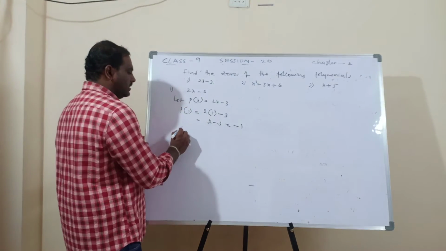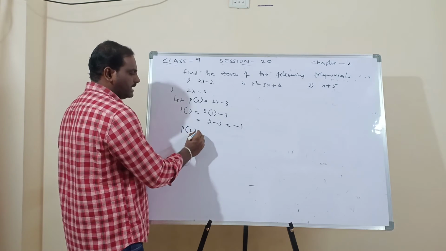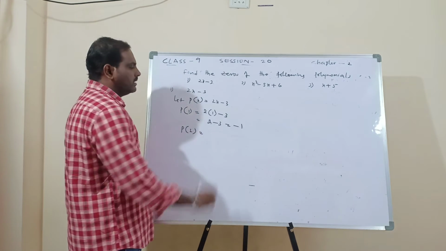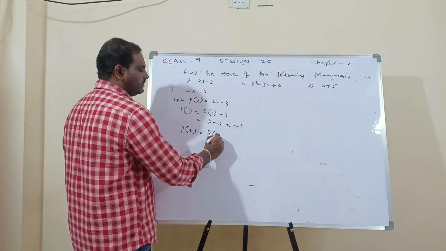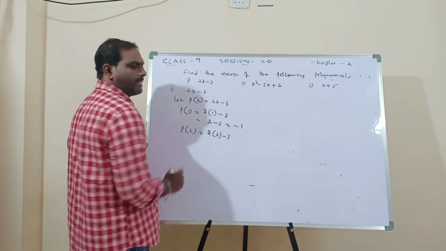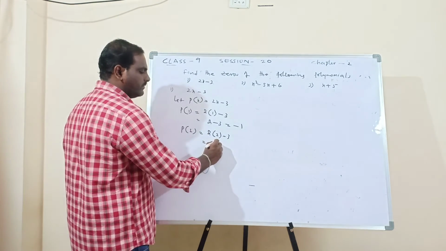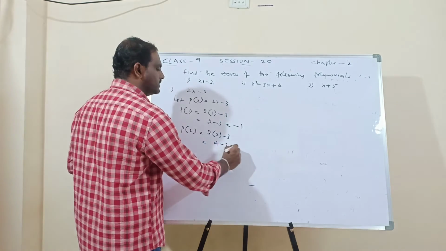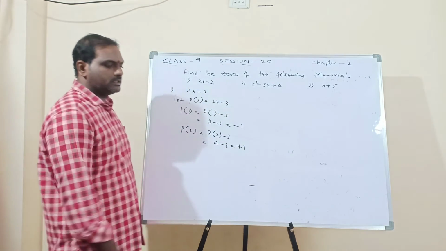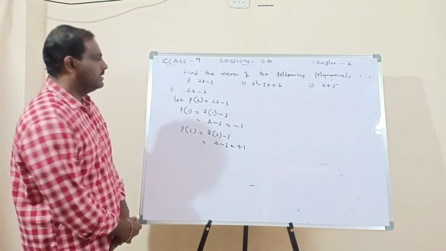Next, p of 2. I will take p of 2. Then 2 into 2 minus 3. What is 2 twos? 4 minus 3. How much is it? Plus 1. So this is also not a zero of the polynomial.